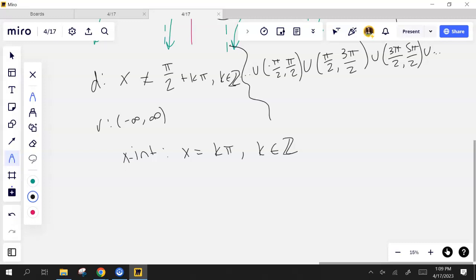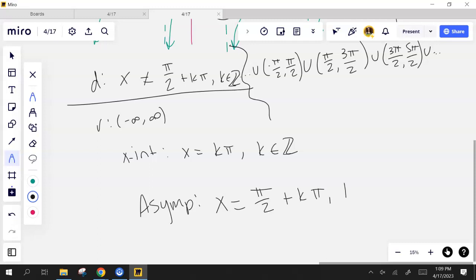Oh, I forgot that too. Instead of x does not equal, it's x does equal for your asymptotes. Because this is telling you what x can't be, and it's leaving out the asymptotes. So the asymptotes are just going to be x equals, and I'm going to pull that same equation. I got way ahead of myself on that one.